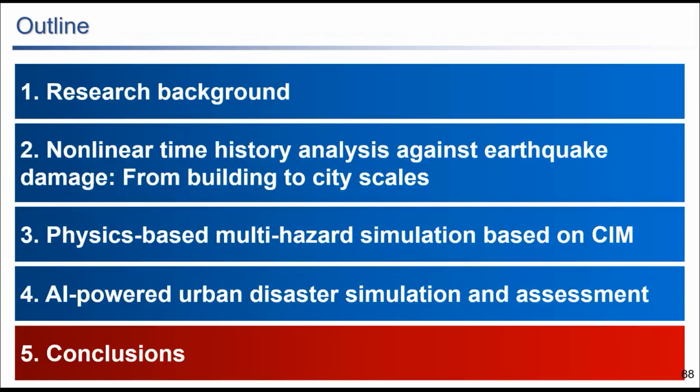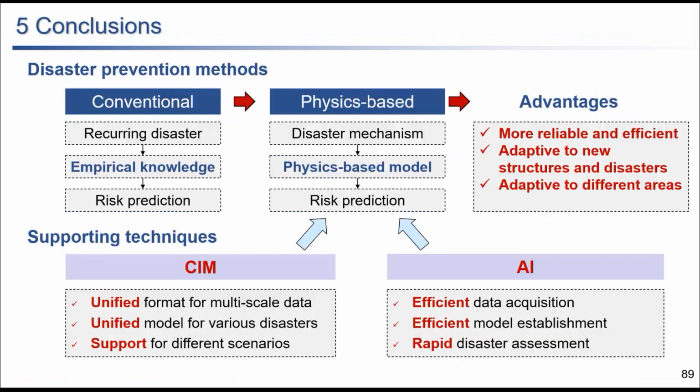Okay, so the final conclusion is that we are moving from a conventional method to a physics-based method. So we have better accuracy and more realistic results for the users. And we can use the city information model to provide a better data model to set up the simulation. And we can use AI to make the simulation more efficient and more convenient.